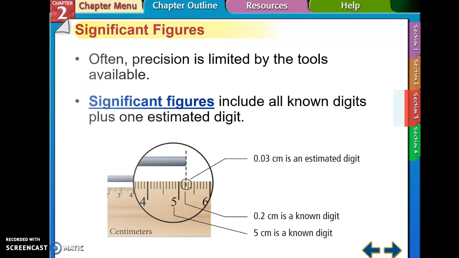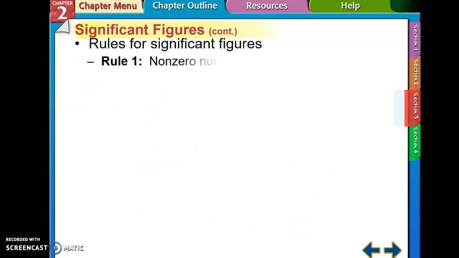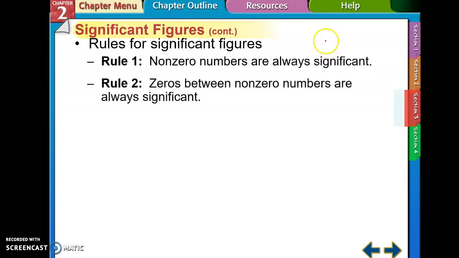But there are 5 rules that govern significant figures. The first one is non-zero numbers are always significant. So 5.23, there are 3 significant figures there. We're not talking about the actual digits, we're just talking about how many of them are significant. Rule 2, zeros between non-zero numbers are always significant. So that means if I had 504, there are 3 significant figures in that number. That 0 in the middle is significant because it's sandwiched.